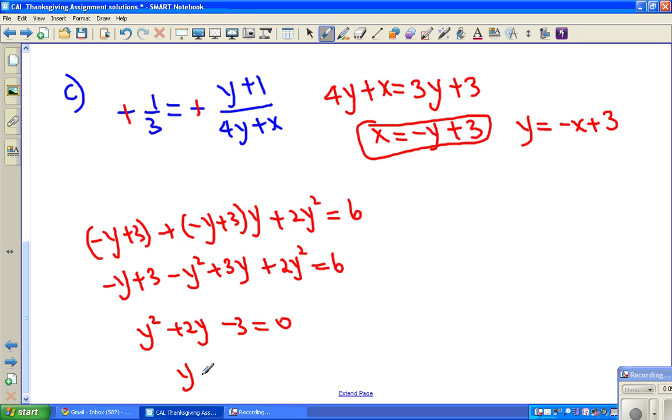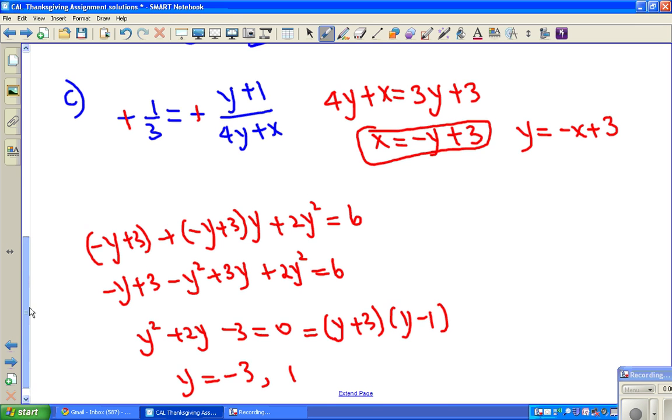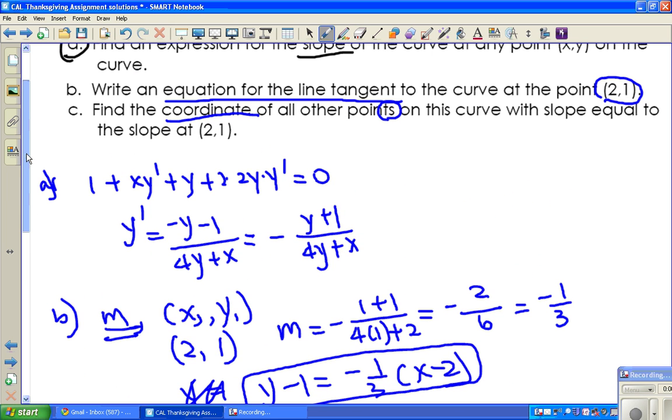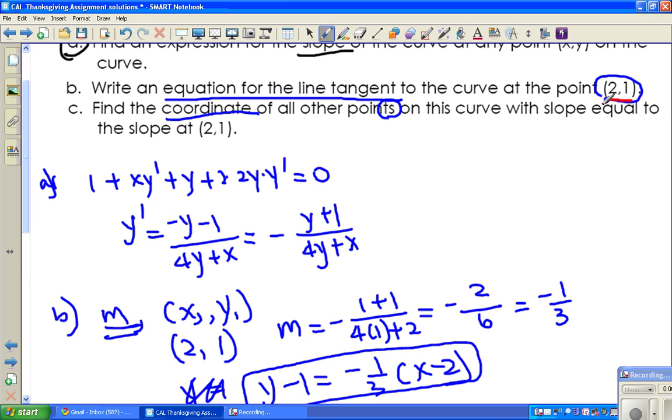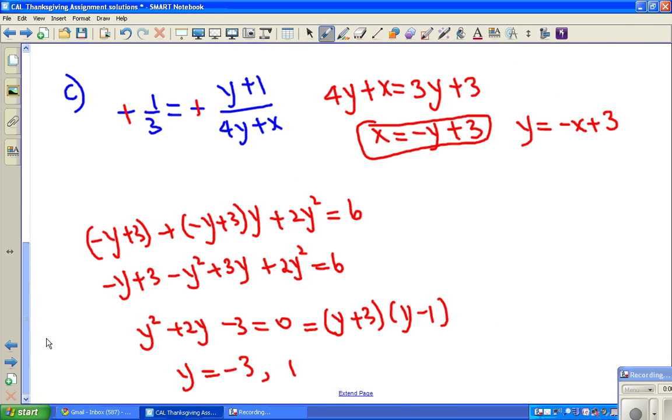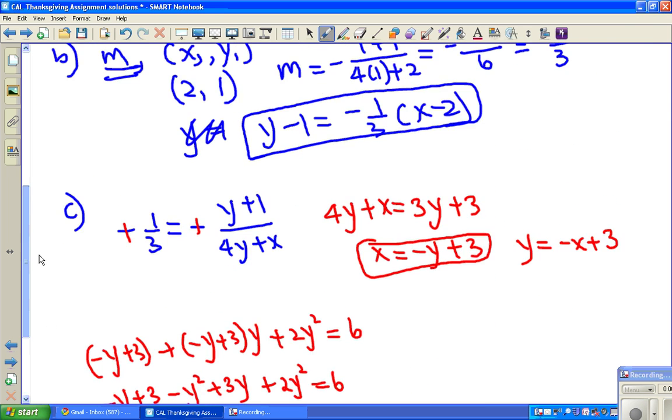And we realize that by factoring, we get y plus 3, then y minus 1. Then y must be either negative 3 or 1. Now, we talked about y being equal to 1 right here. Then the other point should have y equal to negative 3.